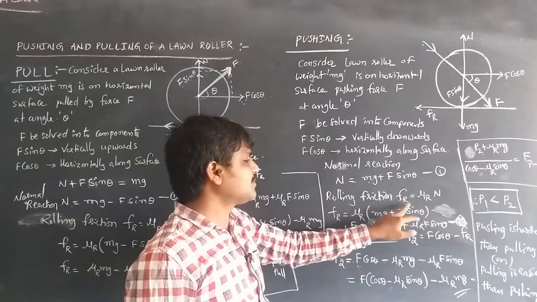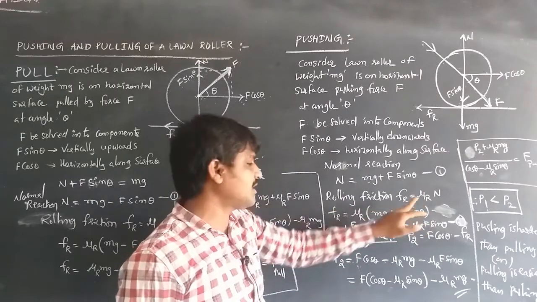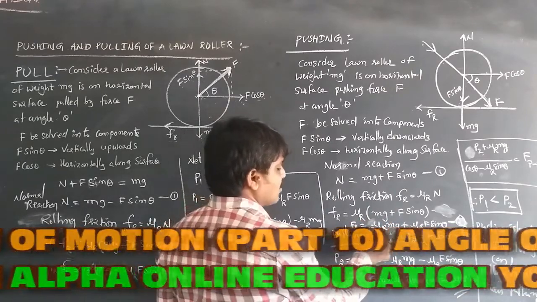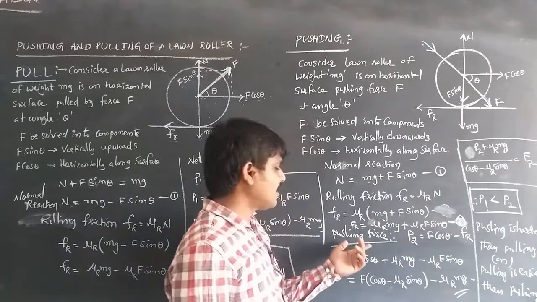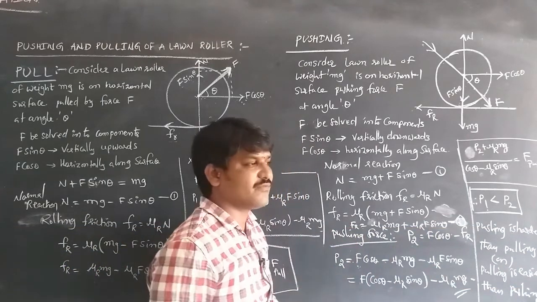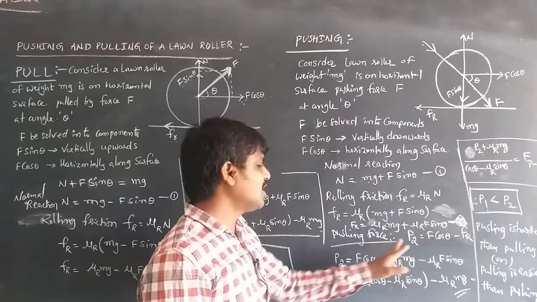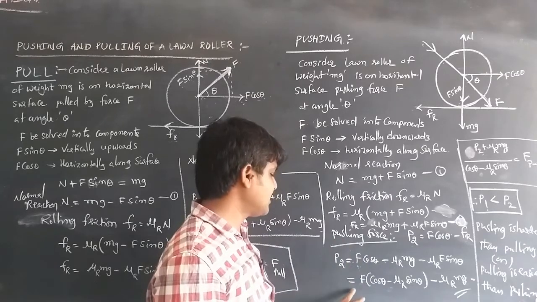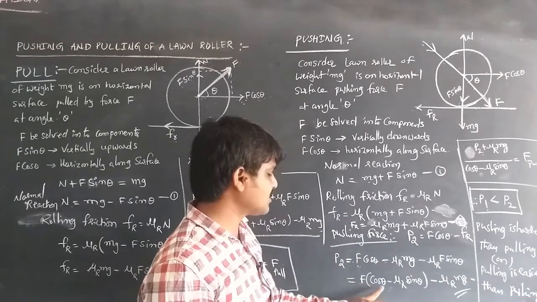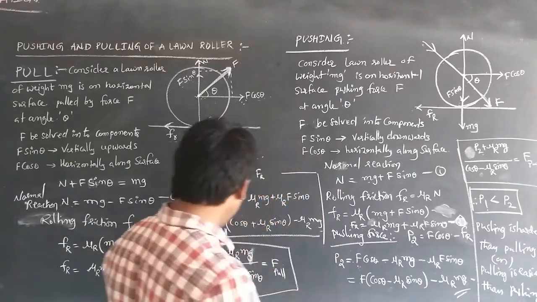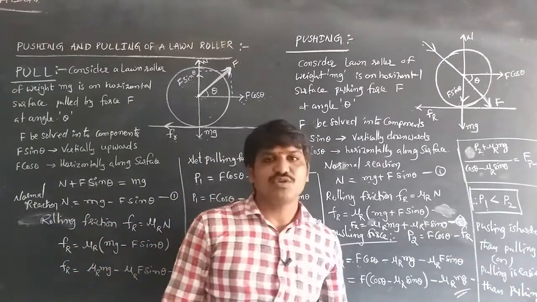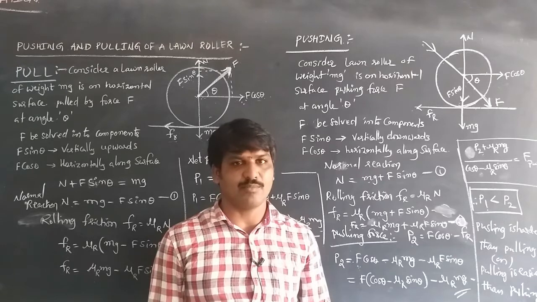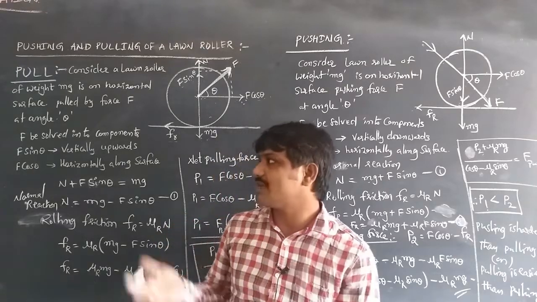If we substitute the normal reaction in the rolling friction equation, we get Fr is equal to mu r of mg plus F sin theta. Multiplying inside, Fr is equal to mu r mg plus mu r F sin theta. What is the pushing force? The extra force used to push the body, P2, is equal to F cos theta minus Fr. If we substitute, P2 is equal to F cos theta minus mu r F sin theta minus mu r mg. From that equation we can see that pushing is harder than pulling, or pulling is easier than pushing a body. So this is about pulling and pushing, as well as the angle of friction.